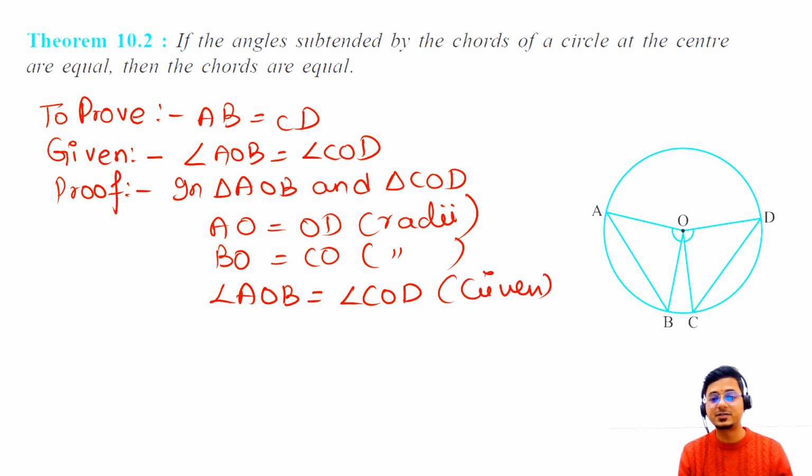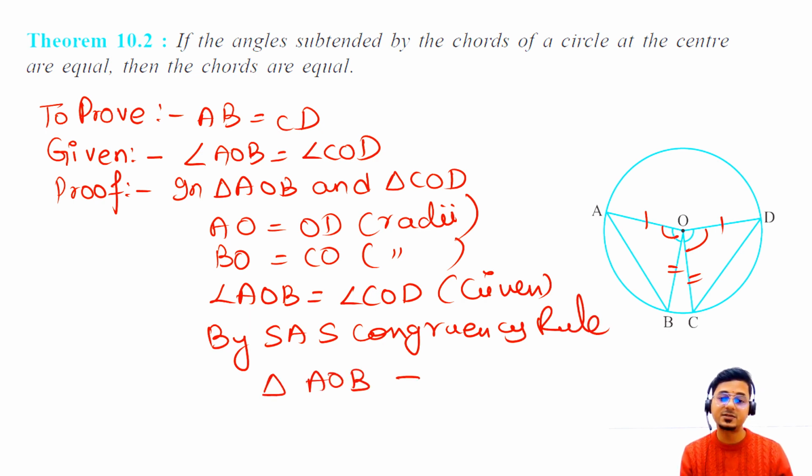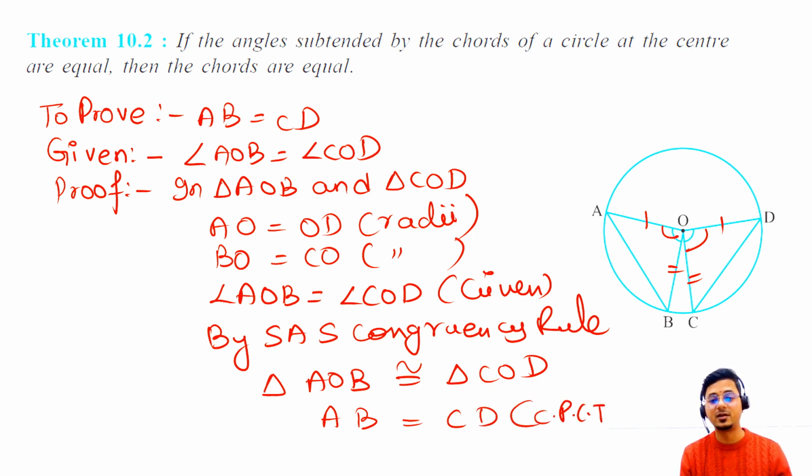We have used here side, angle in between, and then side. So by the side angle side congruency rule, these two triangles are congruent. Triangle AOB is congruent to triangle COD. And if these two triangles are congruent, then we can say that AB is equal to CD by CPCT, corresponding parts of congruent triangles. I hope this is clear to you.